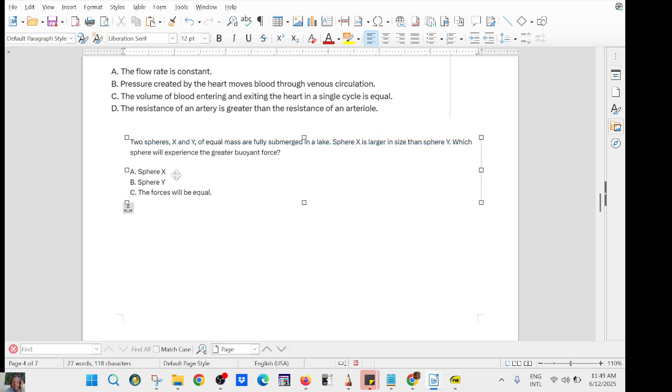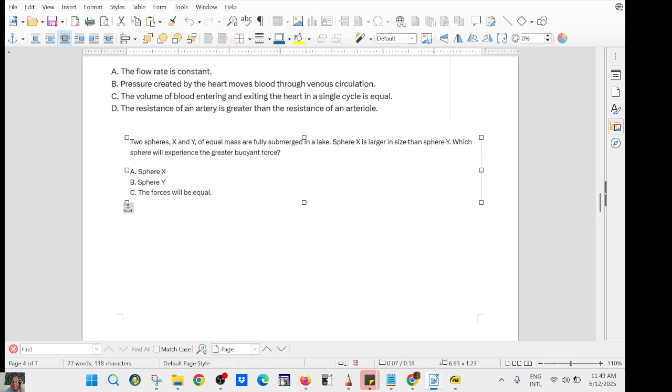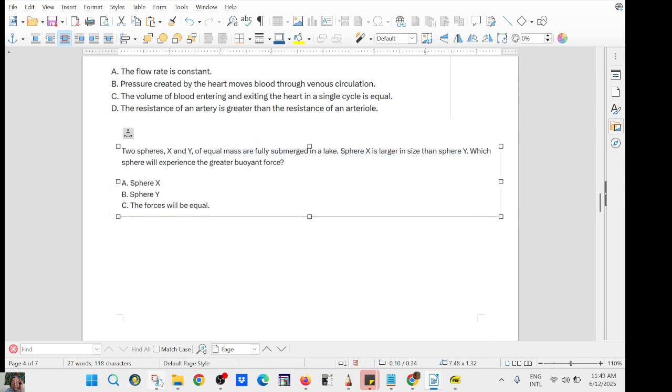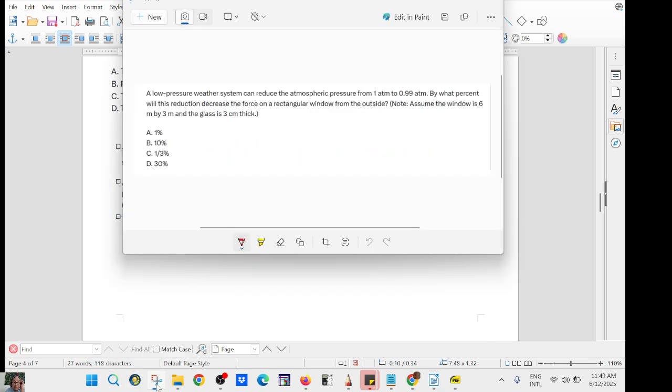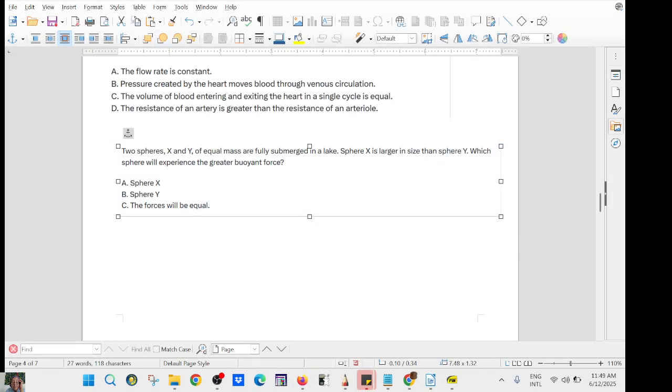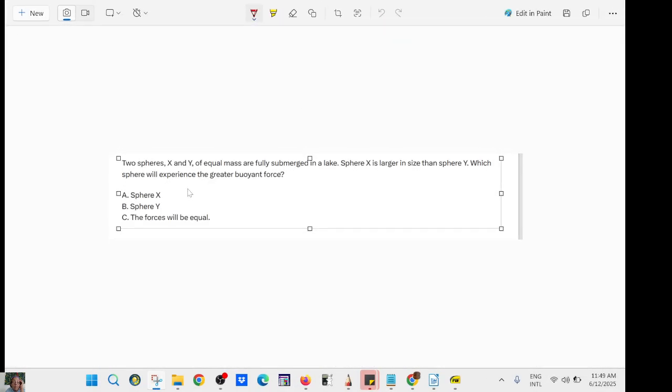Okay, so let's try to do this one here. You can pause the video again. You have two spheres with the same mass, submerged, and sphere X is larger than sphere Y, but they have the same mass. Which one will experience the largest buoyant force?